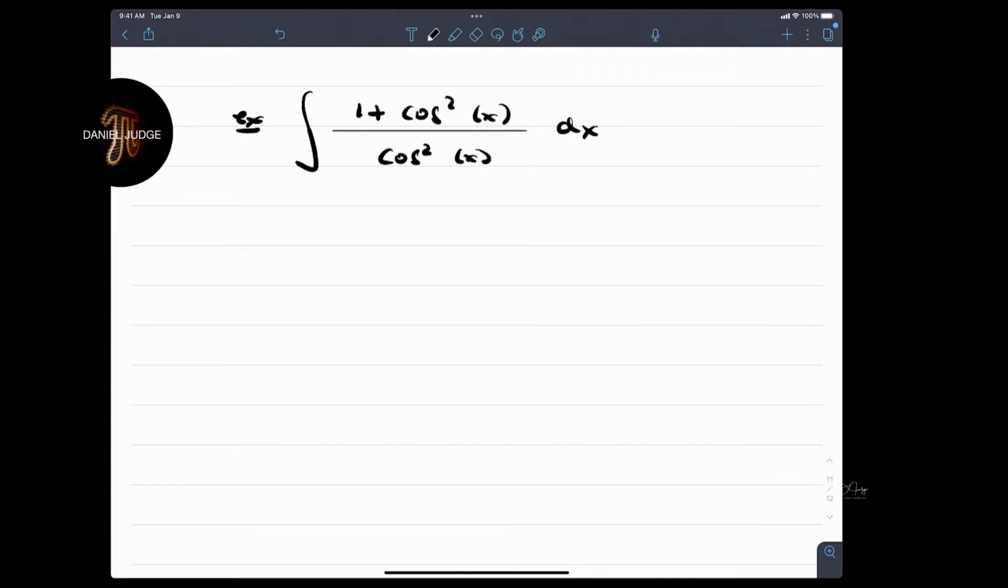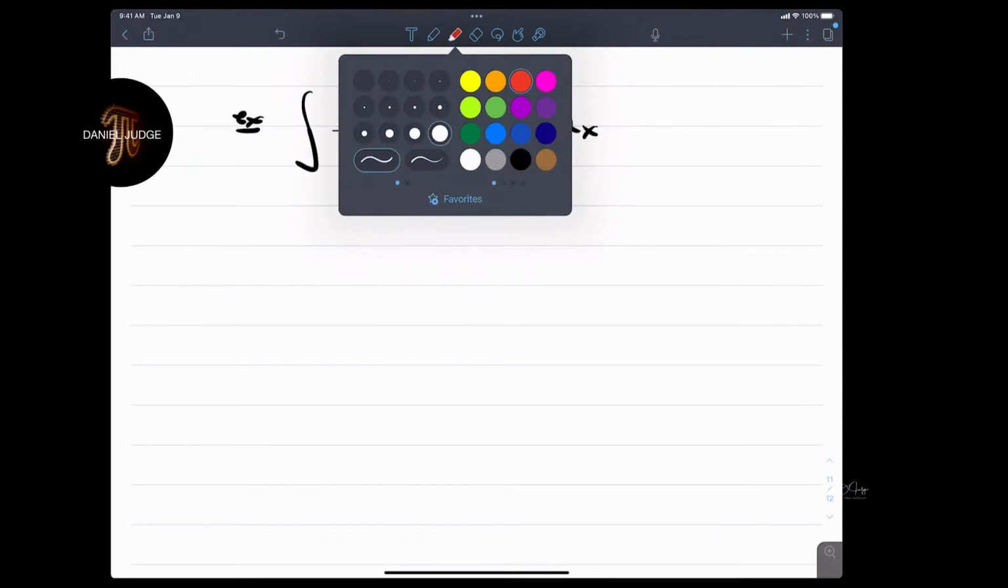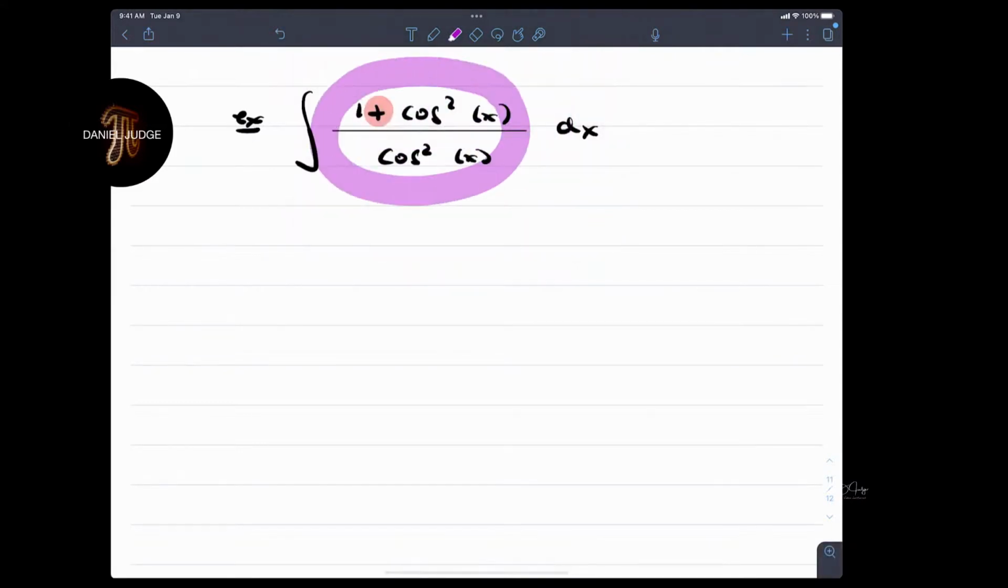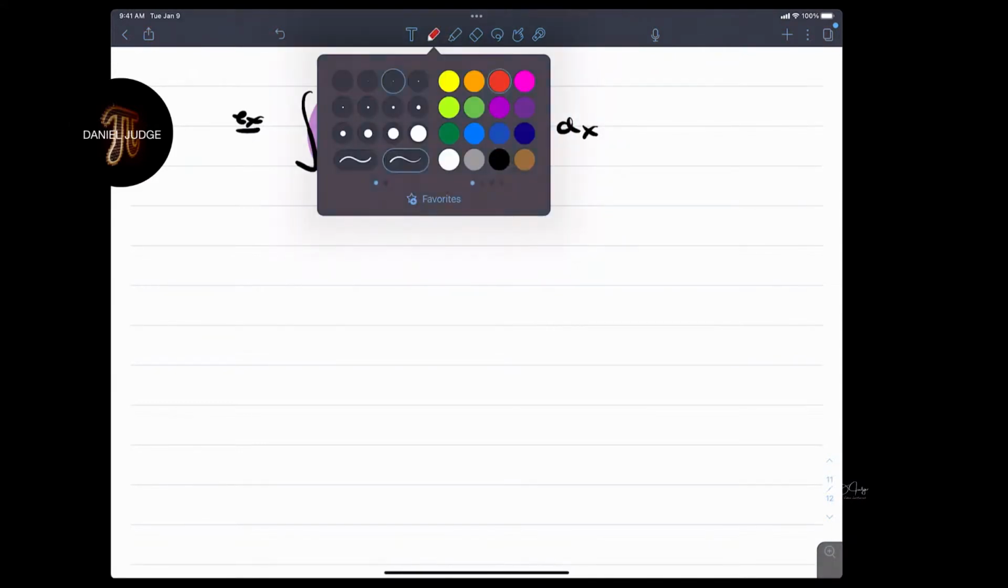But you can't use one here, because this is not a difference. This is a sum here. So you might say, well, I spent a lot of time using trig identities. I want to use a Pythagorean identity. It's not a Pythagorean identity. So you go, okay, then what is this? Well, we're going to use some algebra.